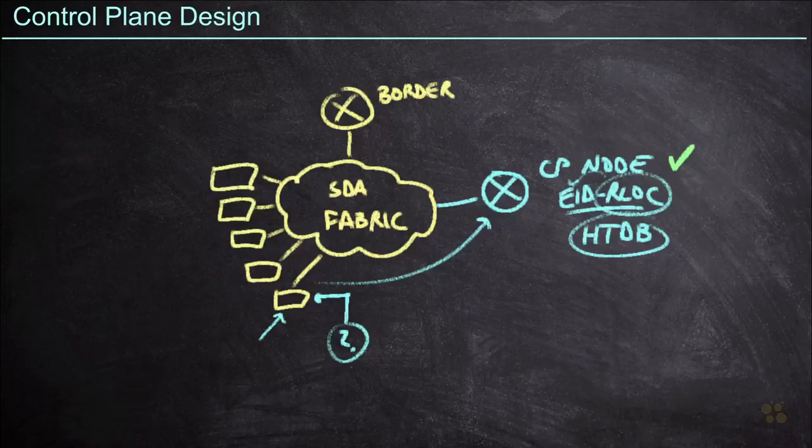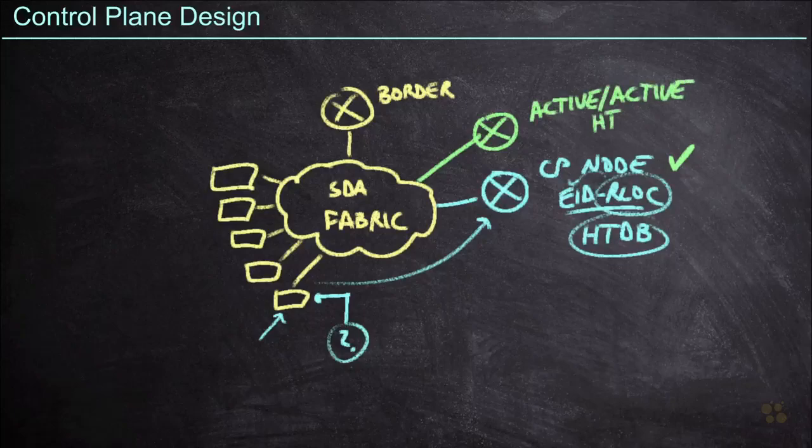If our control plane goes down, then we can no longer forward traffic in the SDA fabric. This is why we're going to recommend that we deploy a redundant control plane node. When we deploy redundant control plane nodes, these are going to exist in an active state. The redundant nodes will have the entirety of the host tracking database on there, and there's absolutely no synchronization between the two nodes.